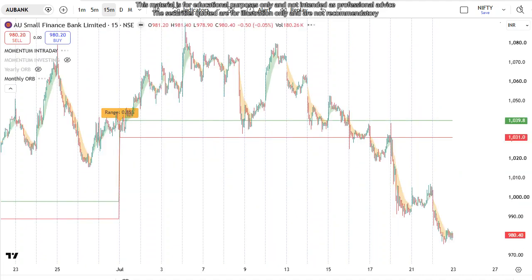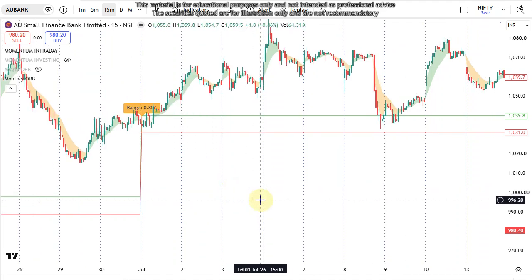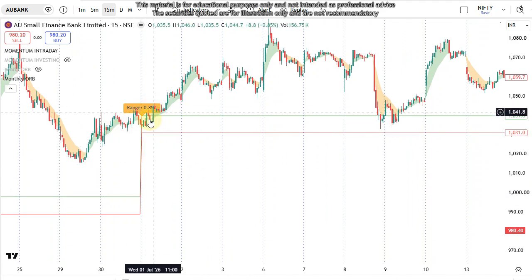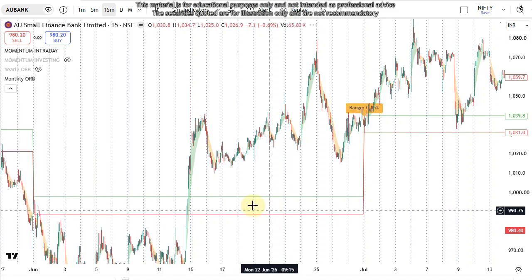So don't hop strategy immediately. Strategy hopping is the biggest mistake traders and investors do. Only add this to your advantage. Add this to your existing strategy. See, the range is 0.85%, broken. 1:3, 1:5 ratio have easily happened in this 3 days.